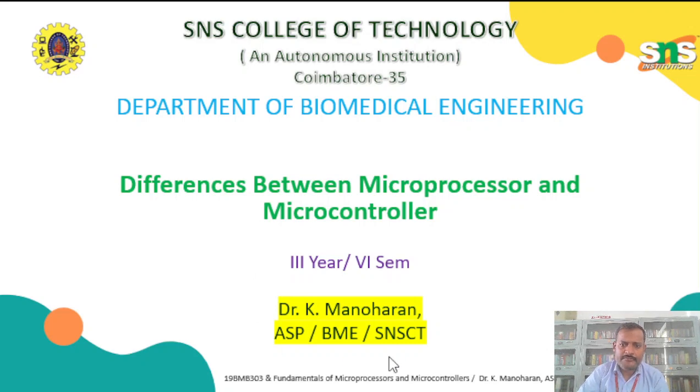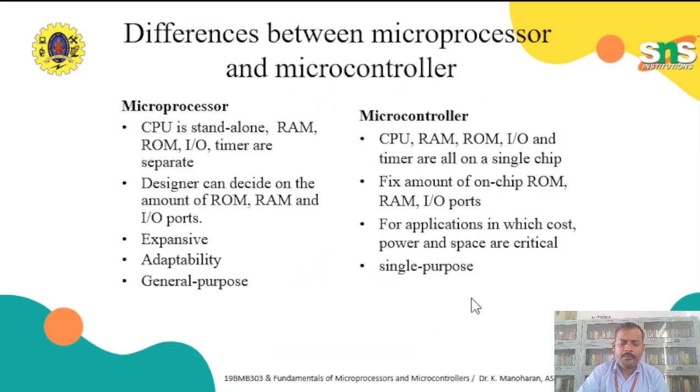So today in class we are going to discuss the difference between microprocessor and microcontrollers. A microprocessor consists of only a central processing unit. No RAM or ROM or IO ports or timer or interrupts will be available. It is just a standalone processor.